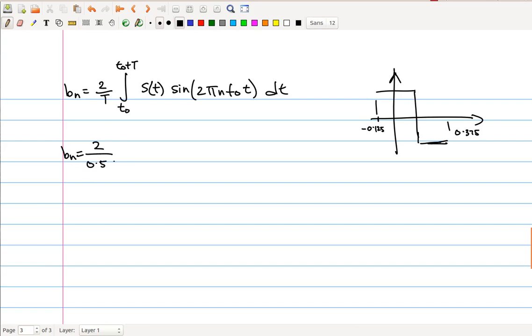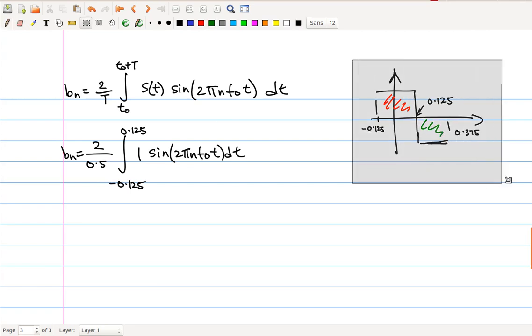We agreed that T was 0.5. So our integral, I'm going to break this once again into 2 parts. Negative 0.125, and it goes up to that point there, which is 0.125. Amplitude being 1. Sine 2 pi n f naught t dt. Okay, so that's the first region. That takes care of that bit. Now I'm going to go and take care of this bit. Okay, so let's move this aside.